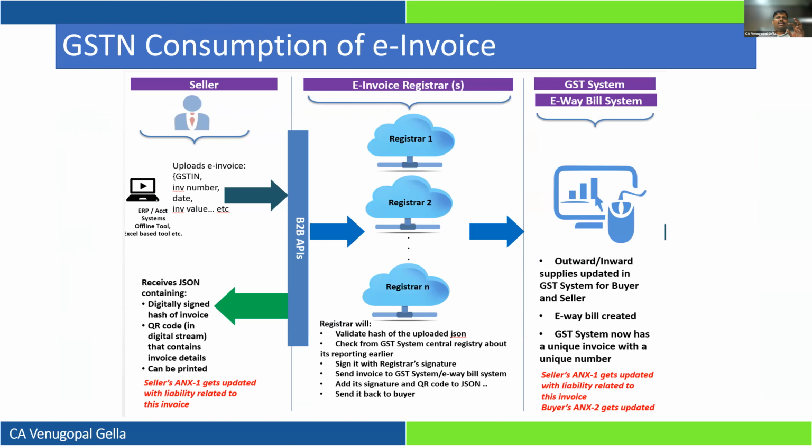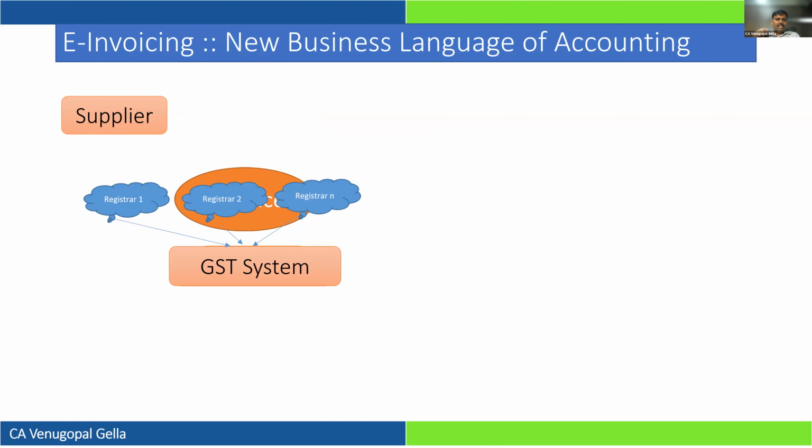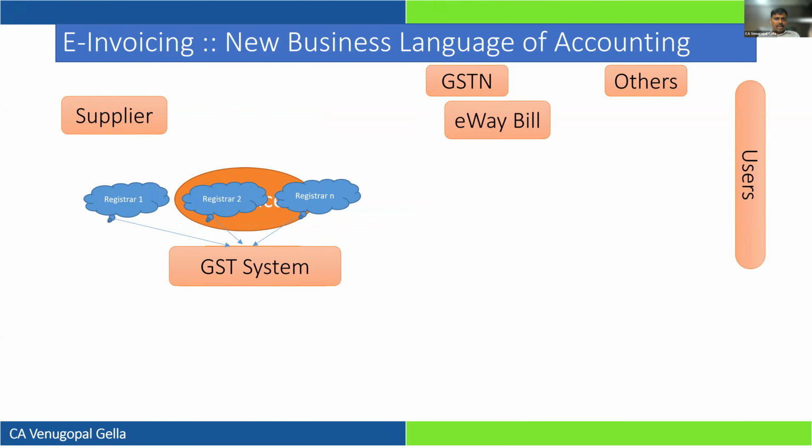I've just changed it and made it into a simple way where you can understand. In a normal course, as a supplier, you will generate an invoice and issue it to the customer. Now the government is saying that, before you issue the invoice to the customer, connect this data to the GSTN system through various registrars. Each registrar will connect this data back to the government portal.